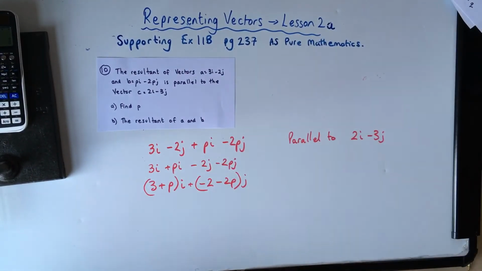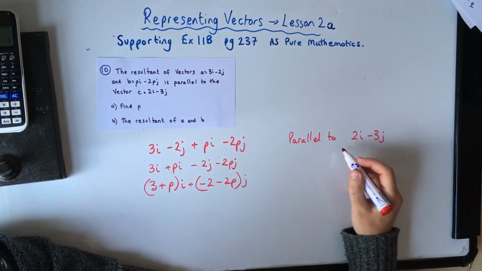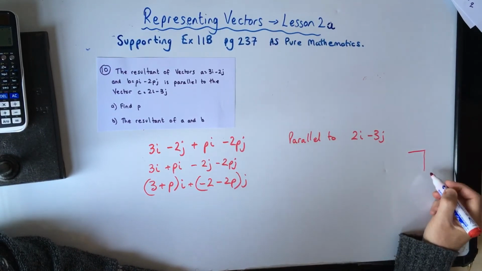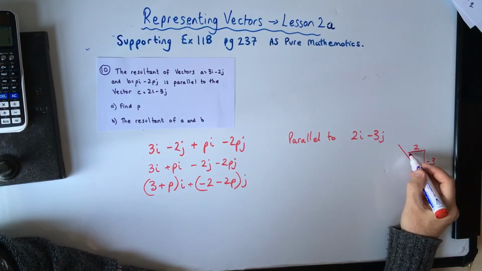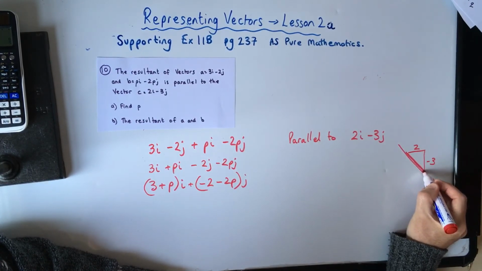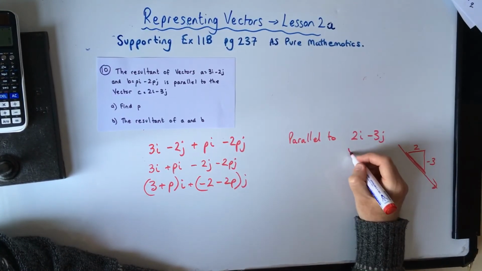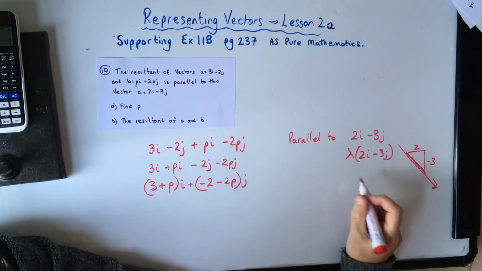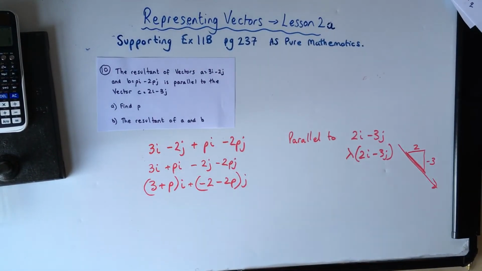Okay, so think about this. If it's parallel to this, then it is some multiple of this, isn't it? So it's 2 along and 3 down. Okay, that's 2i minus 3j. So it's some multiple of that vector from there to there. Okay, if we say some multiple of this, I'm going to use what they use a lot. They say lambda 2i minus 3j, where lambda is some multiple of 2i minus 3j. You often see lambda and mu used in vector forms.